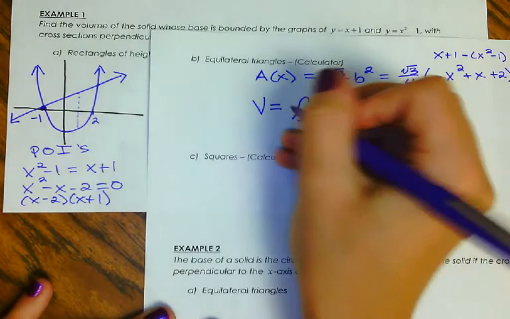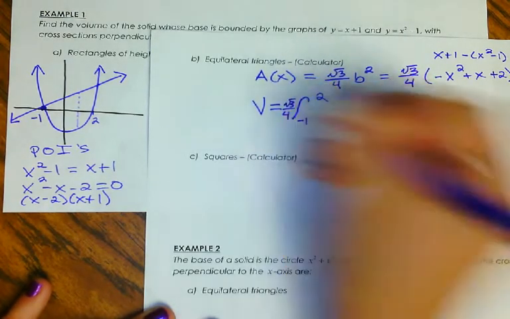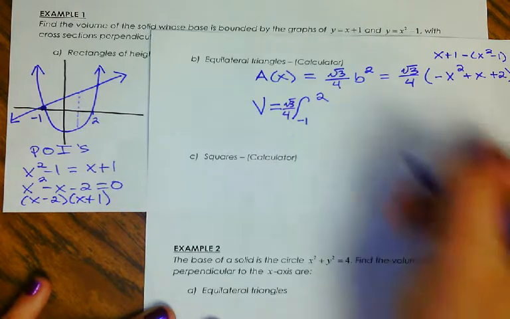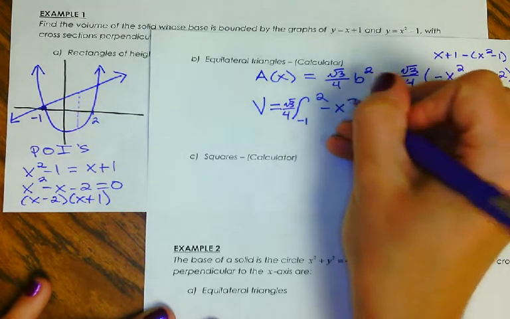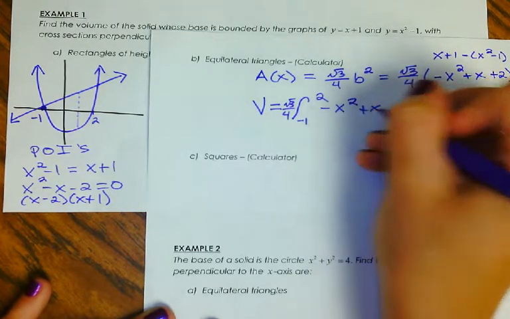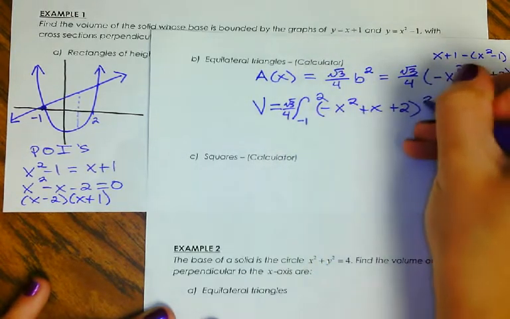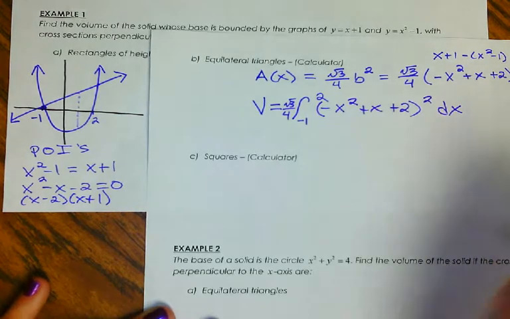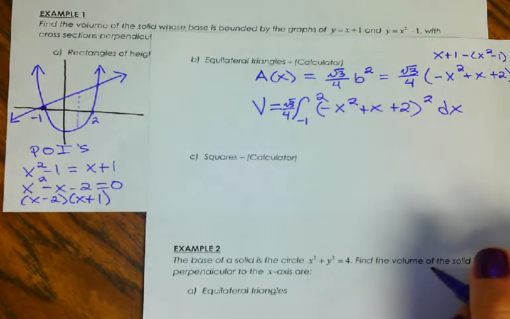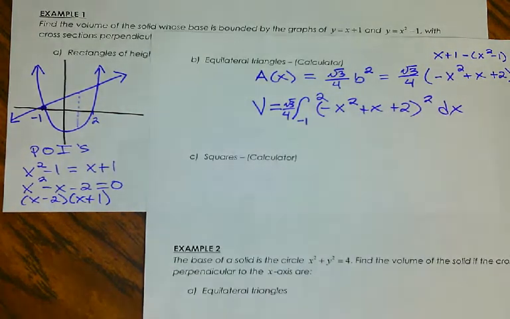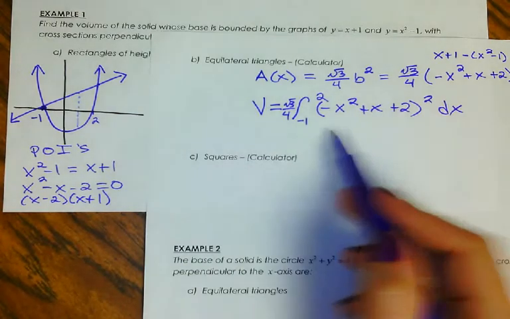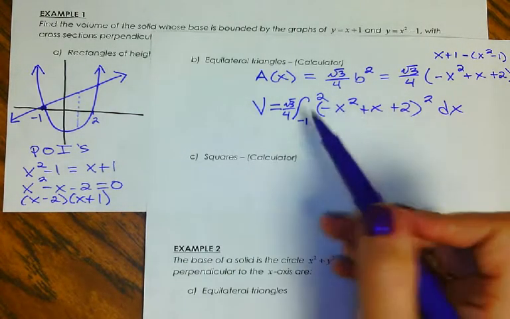Very similarly, we can take that radical 3 over 4 and pull it outside so that we're only left to integrate this (negative x squared plus x plus 2) quantity squared, and we're integrating that with respect to x. Okay, so since this was a calculator one, it would just be kind of a pain if you had to FOIL that out and everything.